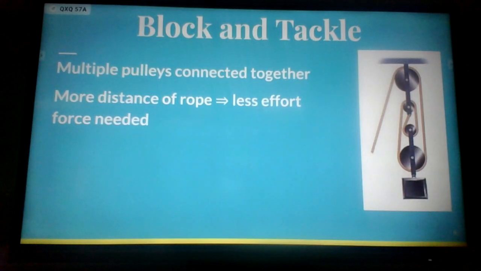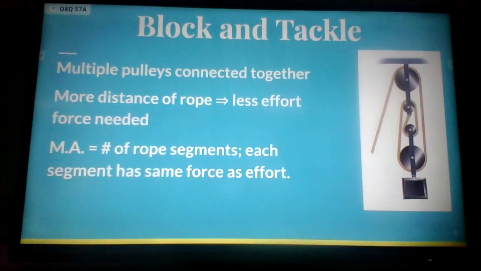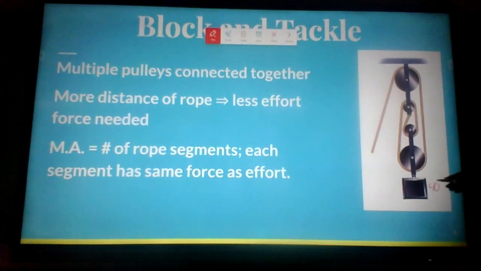Inclined planes are really going to show that even better. The mechanical advantage is the number of rope segments. Each segment has the same force as the effort, as I showed you a moment ago. Now let's increase our weight to 400 newtons, which is a little less than 100 pounds. Okay. Now how much effort would we need?